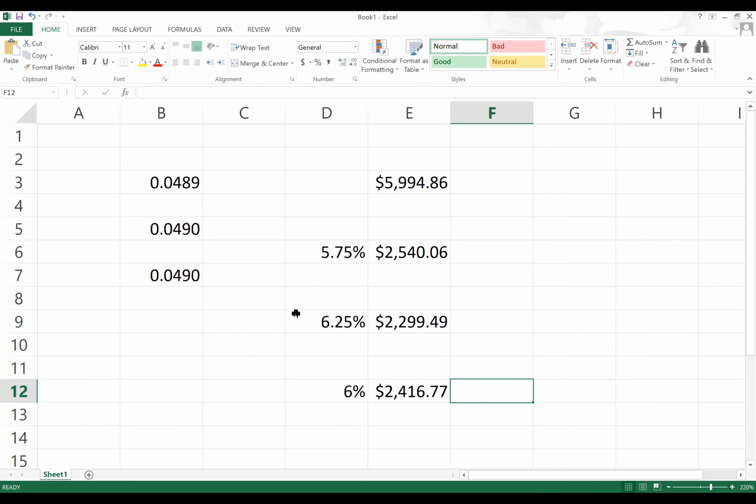That means the interest rate determines how much you're paying for the zero coupon bond. The higher the interest, the lower the purchase price, as they go in opposite directions. Higher interest means you're getting more in return, so you're paying less for the bond. The lower the interest, meaning lower return, so you're paying more for the bond. That makes sense intuitively. So in this case, it should be $2,416.77.